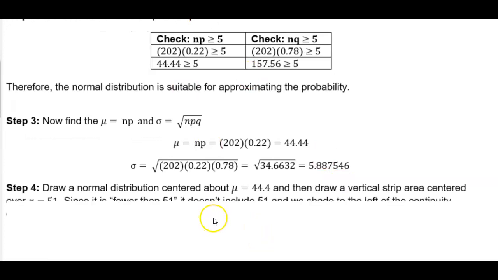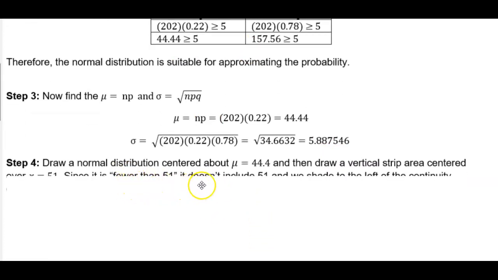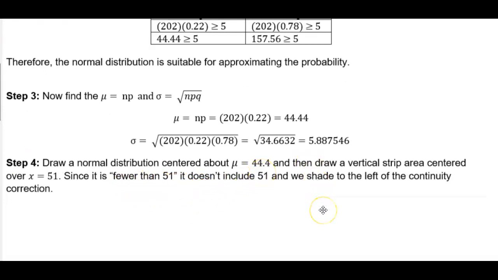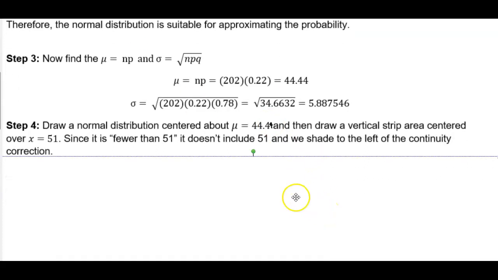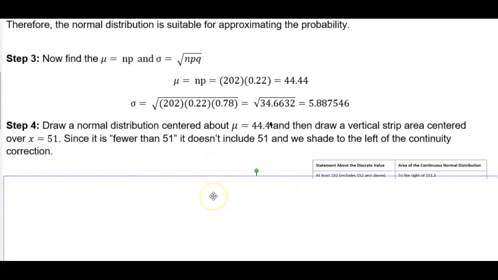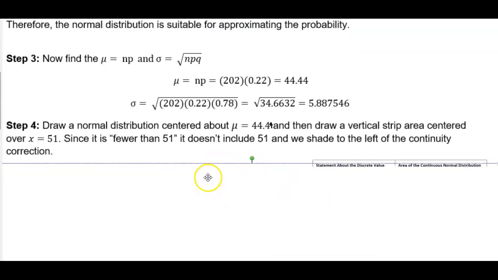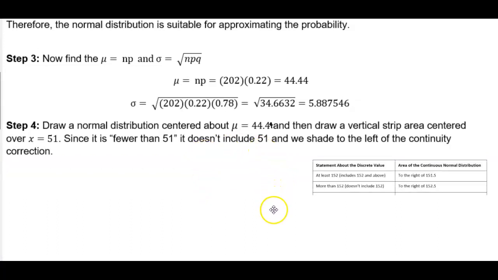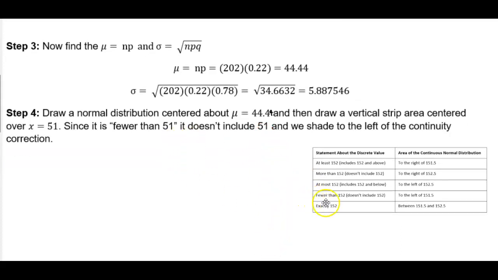Now what we want to do is draw a normal distribution centered about the mean, which is equal to 44.4. Actually 44.44. So let me go ahead and put that in there. Okay, and then draw a vertical strip area centered over x equals 51. And since it is fewer than 51, it doesn't include 51, and we shade to the left of the continuity correction. So remember, since it says fewer than 51, we do not include the value. So we're going to go ahead and then draw our bell curve.